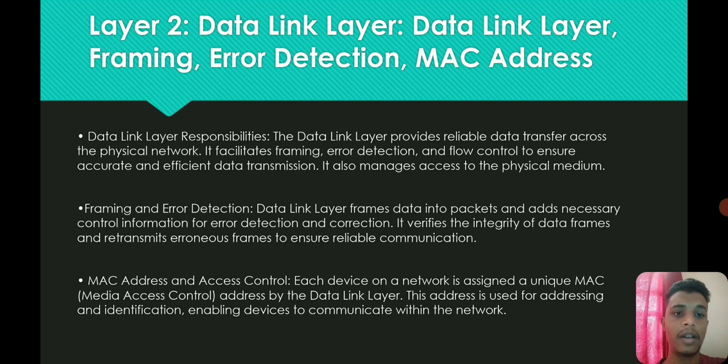And the MAC address and access control. Each device on a network is assigned a unique MAC, media access control, address by the data link layer. This address is used for addressing and identification, enabling devices to communicate within the network.